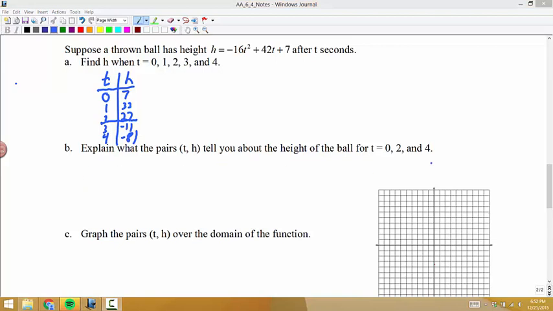In relation to the second question here, explain what t comma h, or in other words what those ordered pairs represent when t is 0, 2, and 4. When t is 0, that would represent the starting height. The value of t equals 2 is saying that the height of the ball is going to be 27 feet after 2 seconds. And when t is 4, it's going to be 81 feet below the surface that it started at, at 4 seconds.